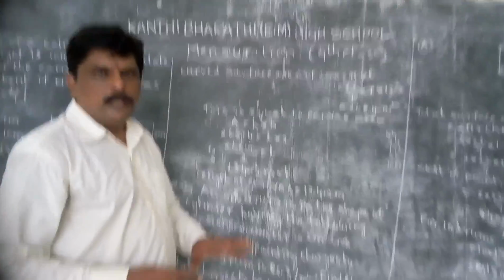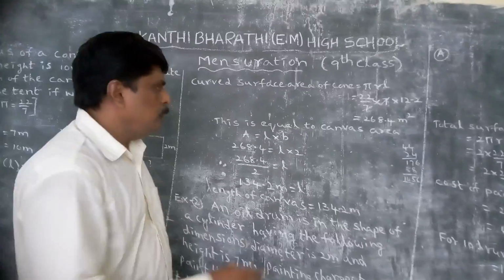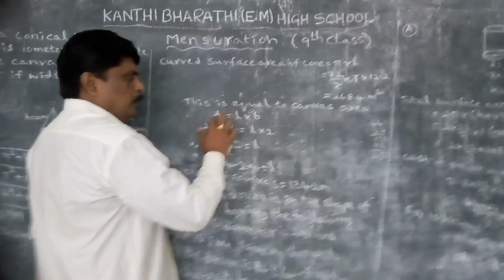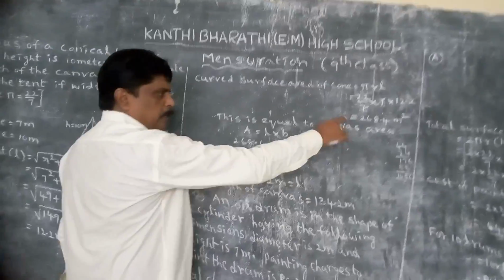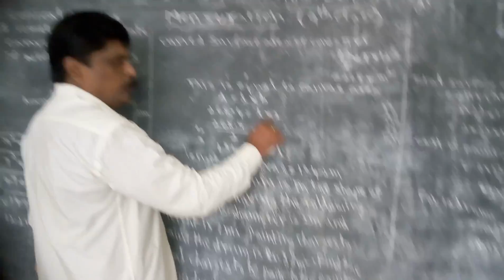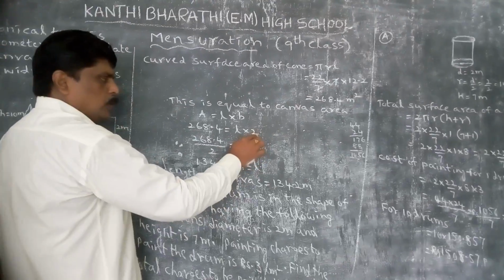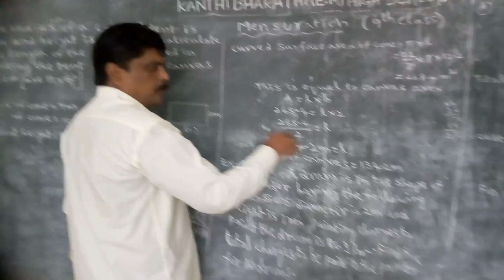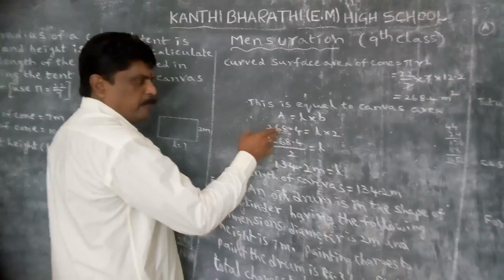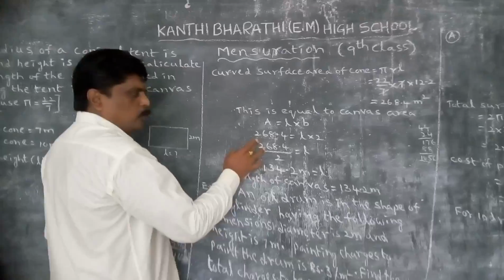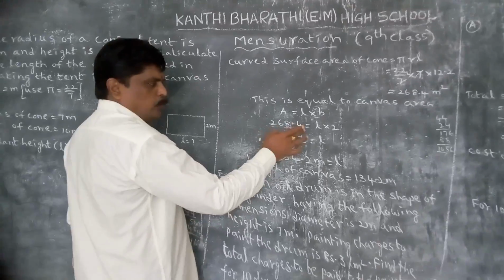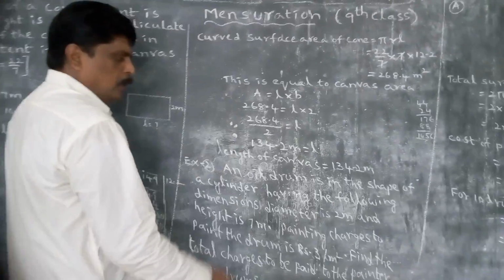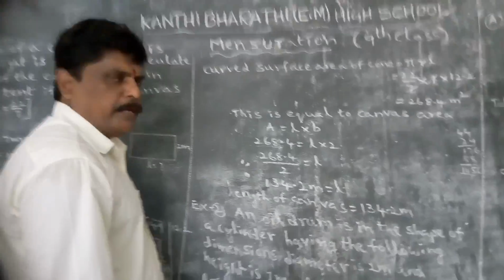Next you have to find the length of the cloth. Here this area is equal to the canvas area. So A is equal to l into b. Here the area is 268.4, equal to l into the width of the cloth, which is 2. So you have to write 2 in the place of b. 2 is multiplied, so you take it to the right hand side and divide 268.4 by 2. 2 ones are 2, 2 threes are 6, 2 fours are 8, 2 twos are 4. So 134.2 meters is l. So the length of the canvas is 134.2 meters.